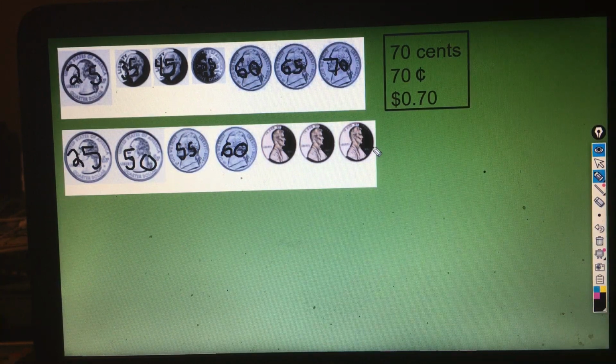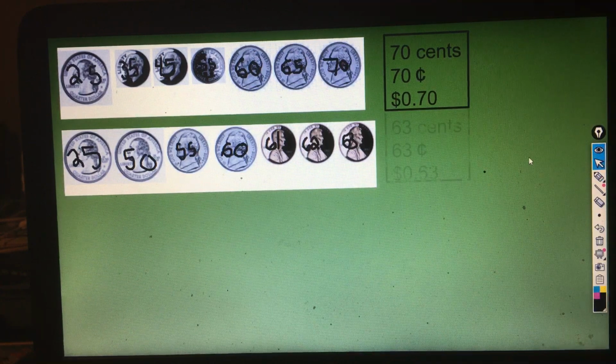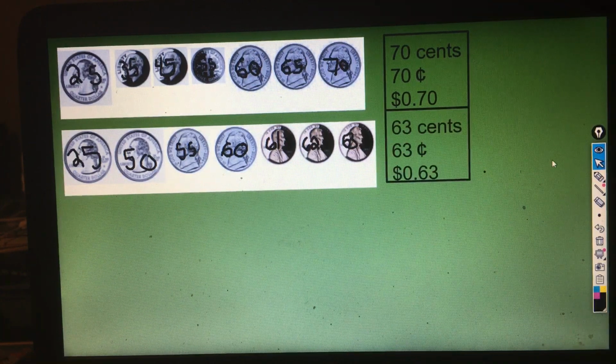So now we have 3 pennies, so we're going to go up 1 3 times. So 60 plus 1 is 61. Plus 1 more is 62. And plus 1 more is 63. And there are our 3 ways of writing it.